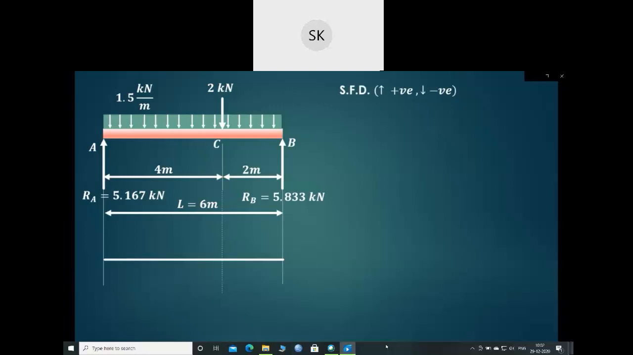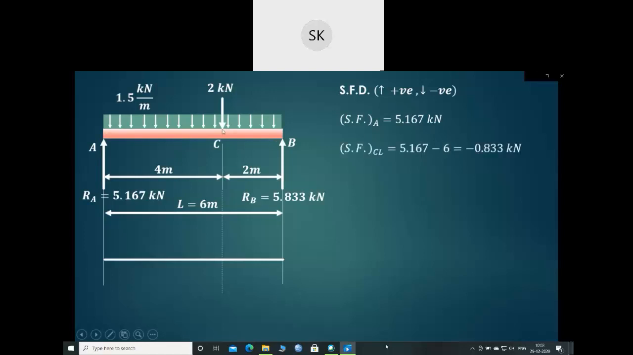Now we have to draw the shear force diagram. The conventions we used for the simply supported beam: upward forces are considered as positive, whereas downward forces are considered as negative. Now we'll start from the left hand support, that is A. Shear force at A is equal to 5.167 kilonewton acting in the upward direction, so it is positive.